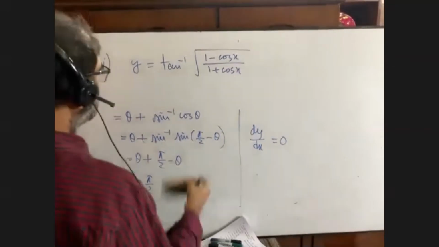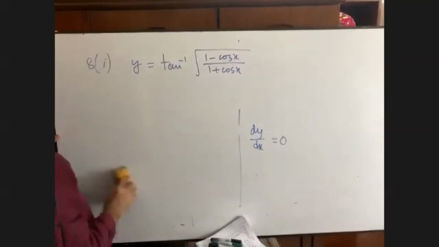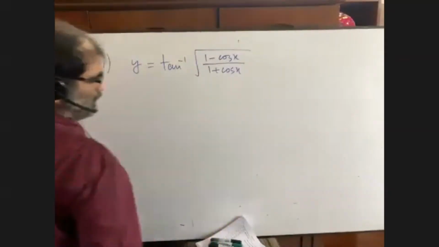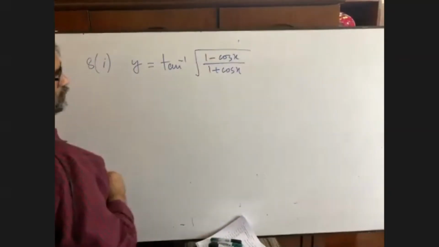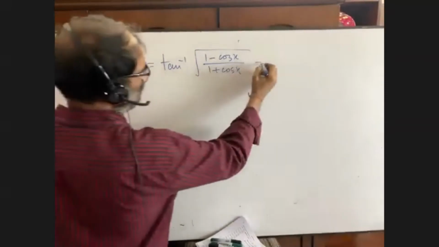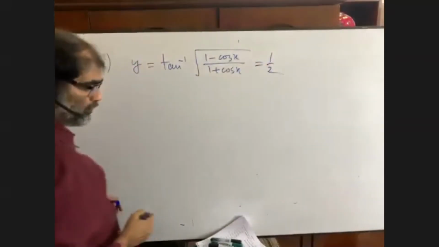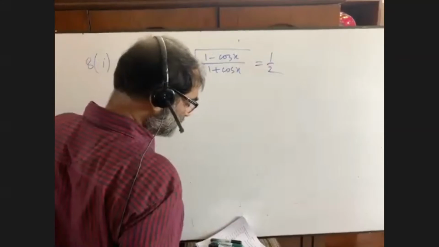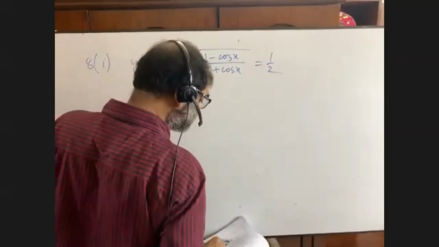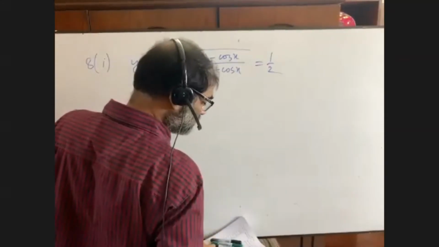Now, it will be 2 sin square x by 2, 2 cos square x by 2. So its answer is half. Okay. I'm going to see the answer. Yes, the answer is half. Number 82.